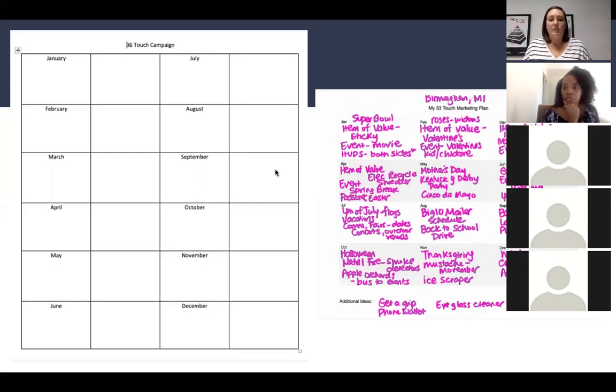So January, Super Bowl, item of value, event. This says HUDs, so sending out information about HUD. February, rose windows. I don't know what that means, but maybe they put roses in people's windows. I don't know. Items of value, do a Valentine's event. March, lottery ticket, St. Patrick's Day, March Madness bracket, Easter egg hunt, St. Patrick's Day mailer. You can see where month by month it goes.